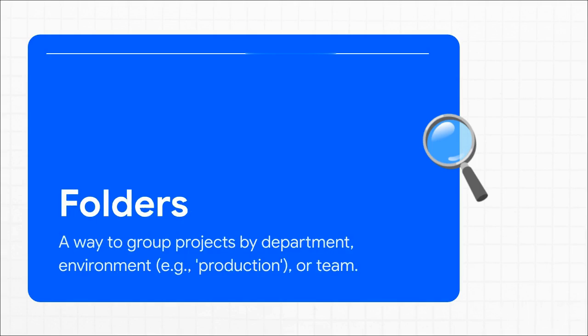Now, you're not just going to dump all your building materials in one giant pile on your plot of land, right? Of course not. You'd organize them, and that's exactly what folders are for. You can set up folders for your big departments, like marketing or engineering, or maybe for your different environments, like production versus development. It's a super powerful way to apply specific rules to whole groups of projects all at once.